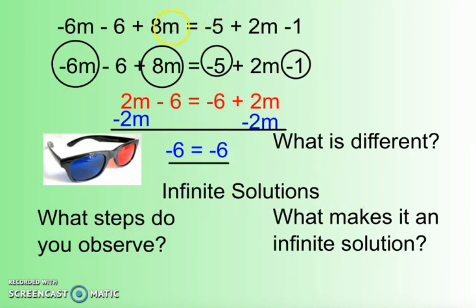I can actually put in any number for my variable, and I will always get the same on both sides. I will always get an equal answer. So that means I could put in 1,000,000 and I still would get the same number on the left side and the same value on the right side. Okay? And so that's why it's called infinite solutions.